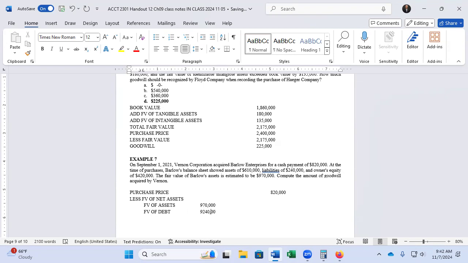Just because we bought that company doesn't mean that its debts go away. If we're buying the company, then we acquire the debts as well, and so we have to account for the debts. And so our net fair value is 730,000. So goodwill, 820,000 minus the 730,000 equals 90,000.